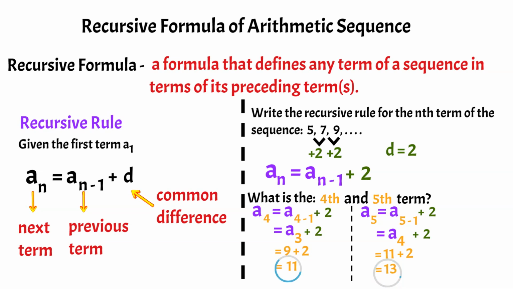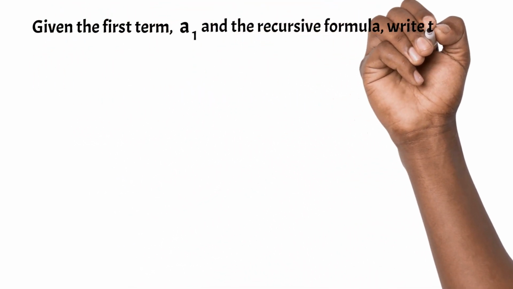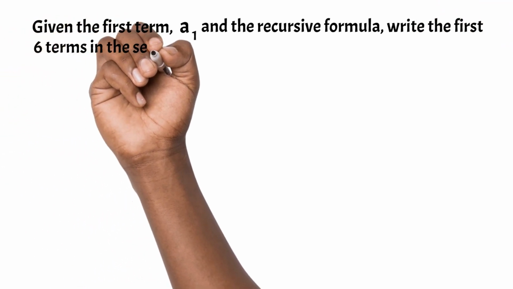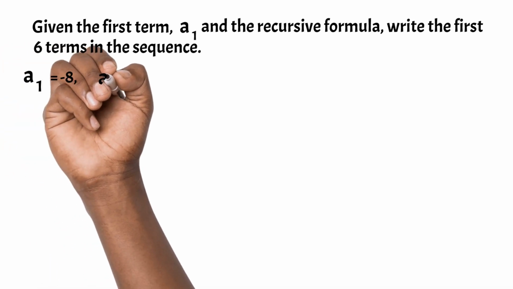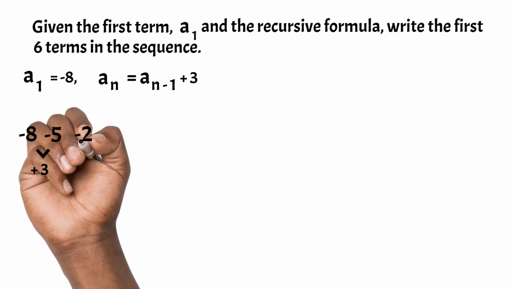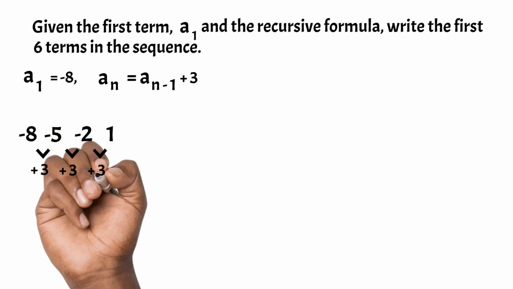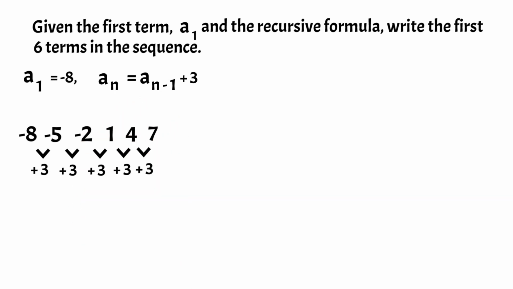Okay, let's look at a couple more problems. Given the first term, a sub 1, in the recursive formula, write the first 6 terms in the sequence. Since a sub 1 is my first term, we start with negative 8. Then we see our common difference is 3. So we add 3 to each term. We get negative 8, negative 5, negative 2, 1, 4, and 7, which are my first 6 terms.